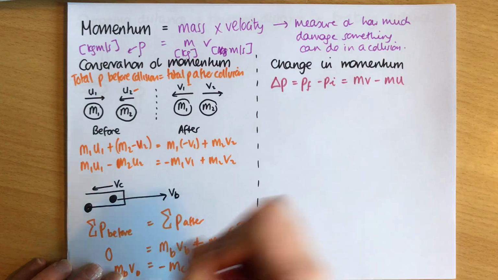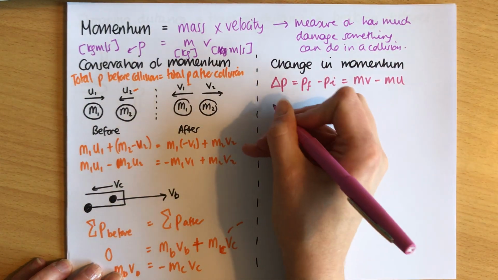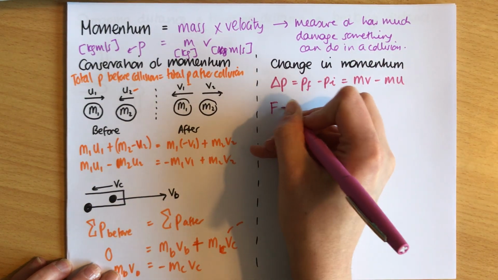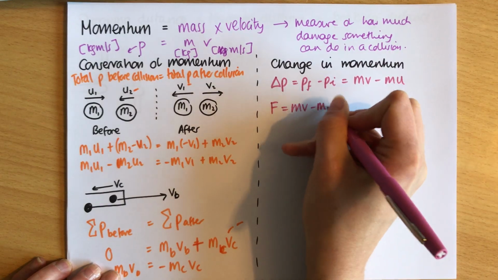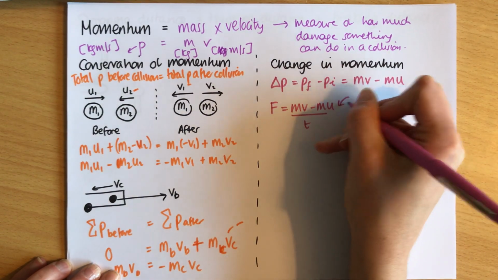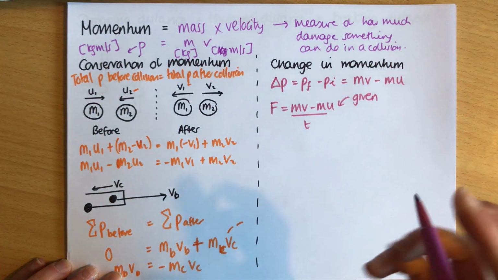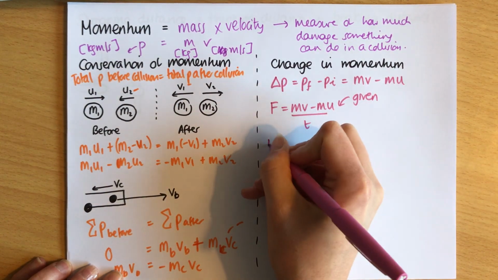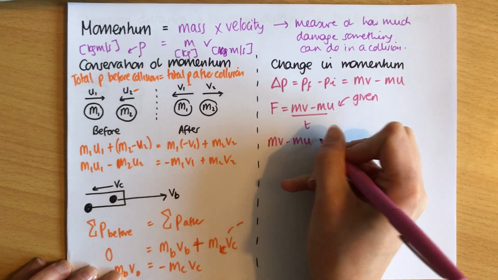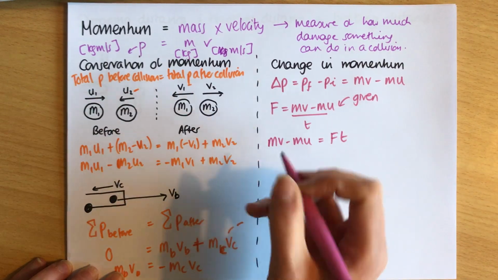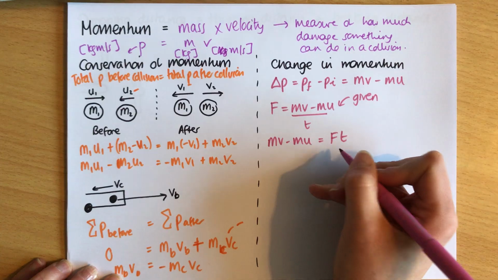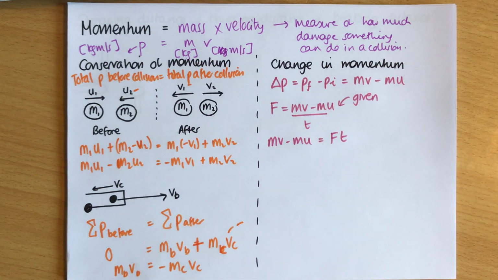Now, there's a formula that has this in it, and this is given to you in the exam. You get given the formula F equals mv minus mu over t. So you don't need to remember this, but you need to be able to use it. And for me, the most useful way of using this, if we rearrange it, is to write mv minus mu equals Ft: the change in momentum equals force times time.